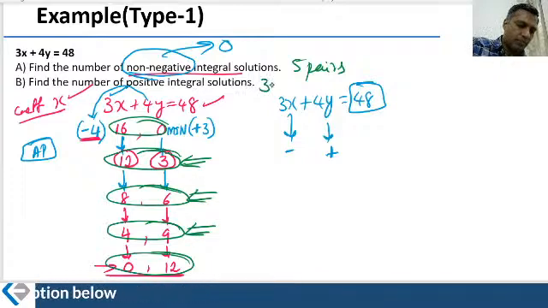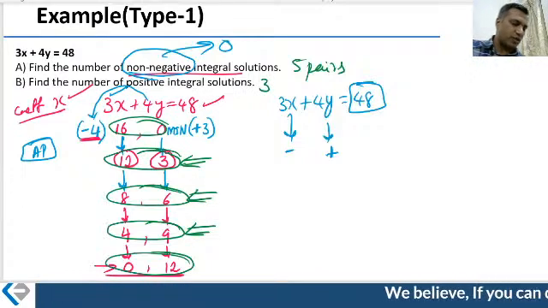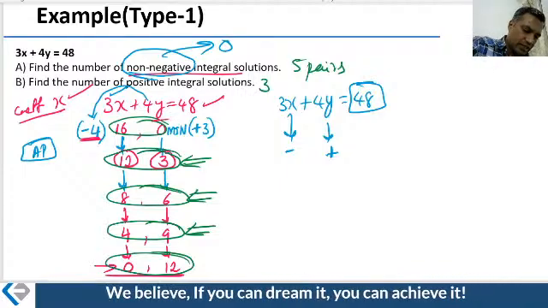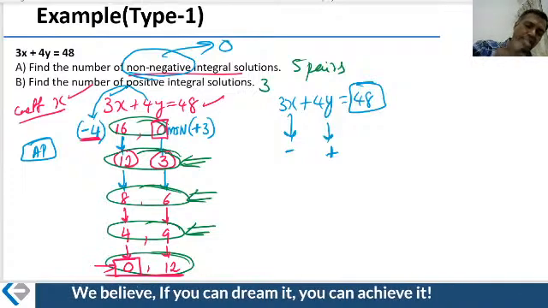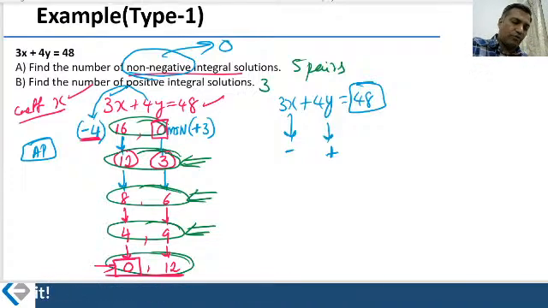There are 3 positive integral solutions, because the first one cannot qualify because there is a 0 here. Because of the 0, it cannot qualify as a positive integral solution of x and y. The last one cannot qualify because of the plus 0. Because of the 0 there, even that cannot qualify. I hope all of you understood this.